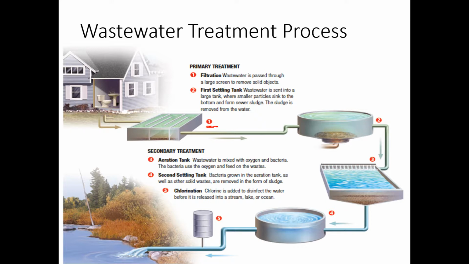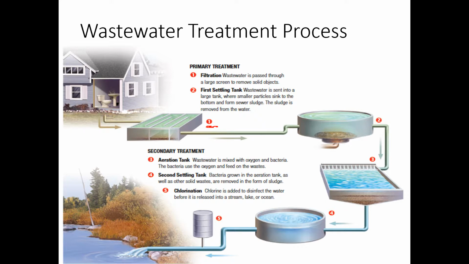And then you go to a second settling tank, and it's the same idea as the first settling tank. The only difference is that the water coming out of here is a little bit cleaner because you've had the bacteria removing a bunch of the stuff. The same thing happens in the second settling tank. You remove some of the sludge. And then the final process is you're going to add some chlorine to disinfect the water.